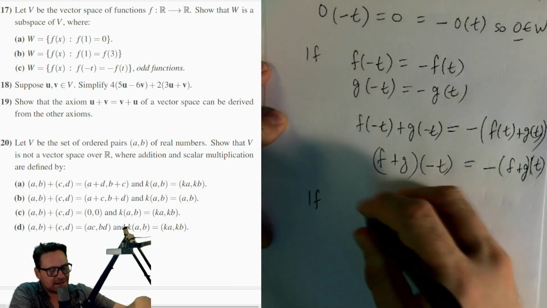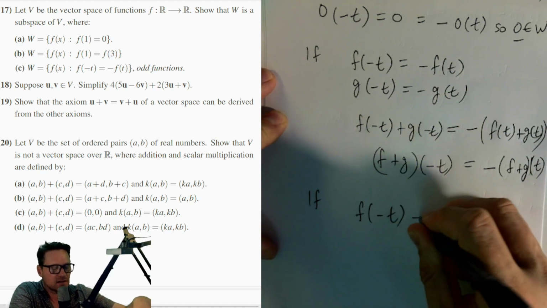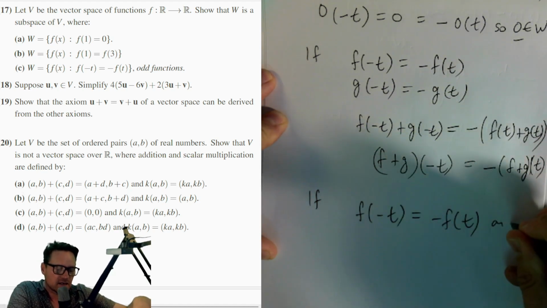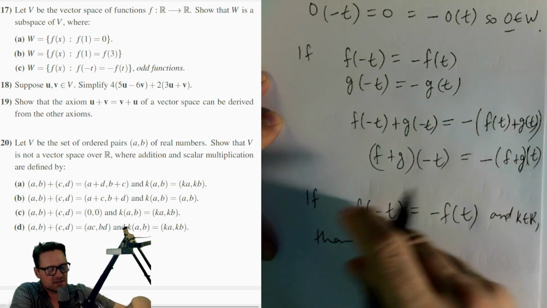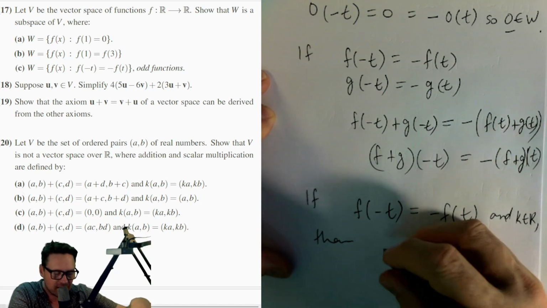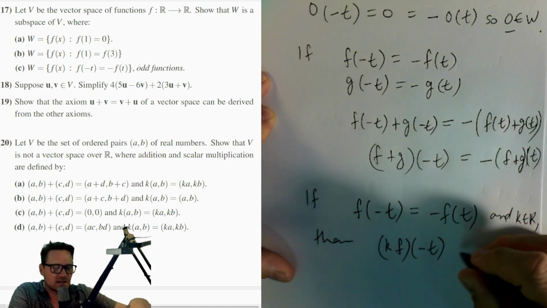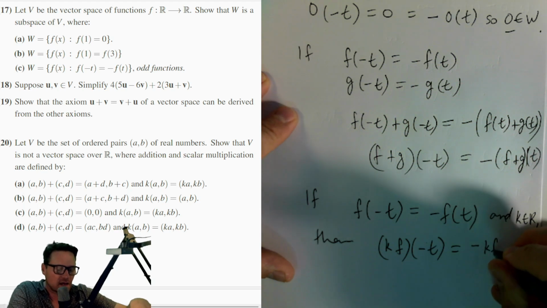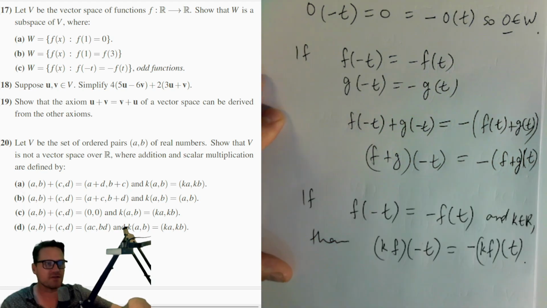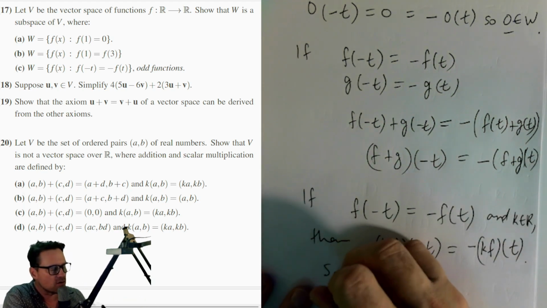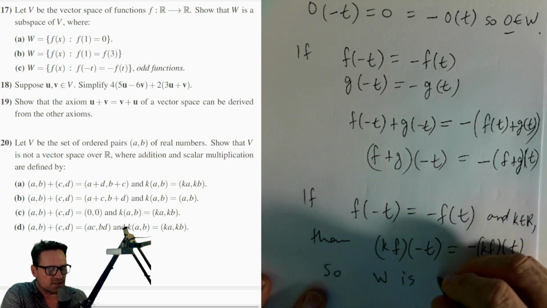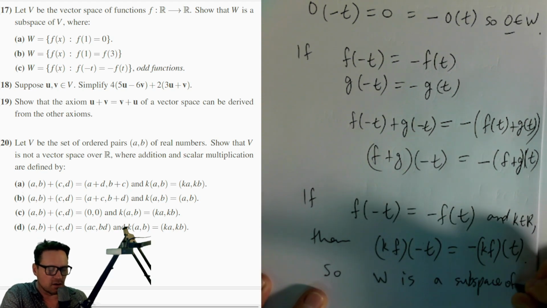Okay, so finally, if f of minus t is minus f of t and k is a scalar, then we can take this equation and multiply by k and express this as k f acting on minus t equal to minus k f acting on t. And the third property holds. And so in this case, W is also a subspace of V.